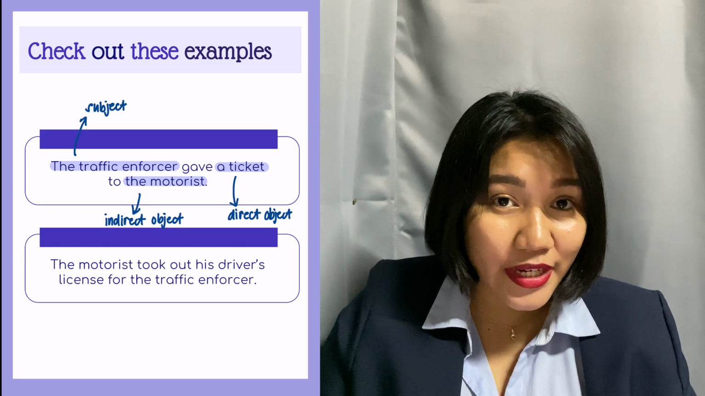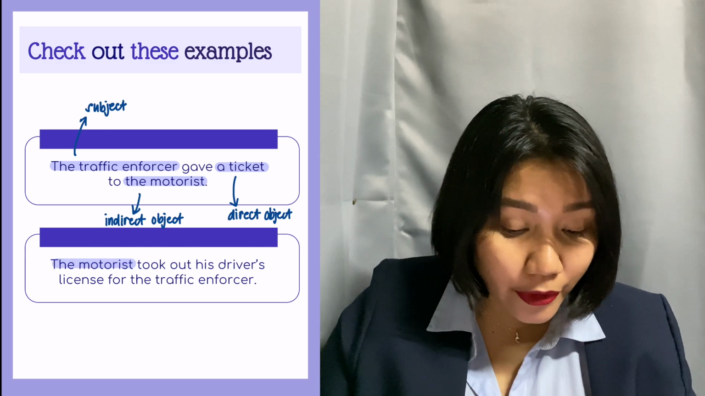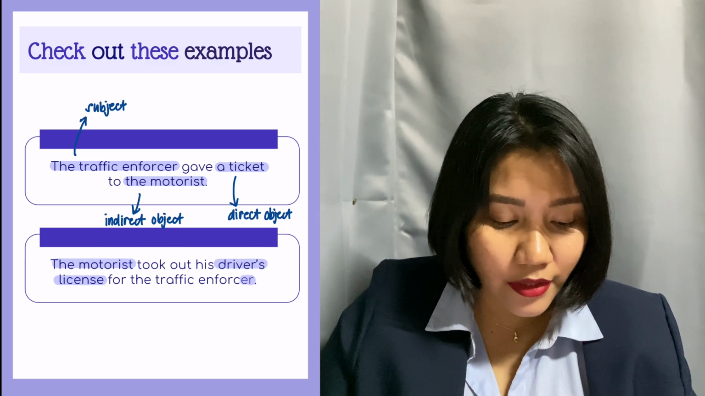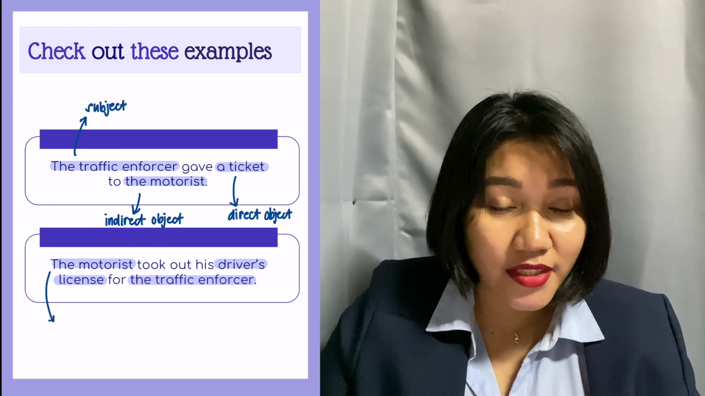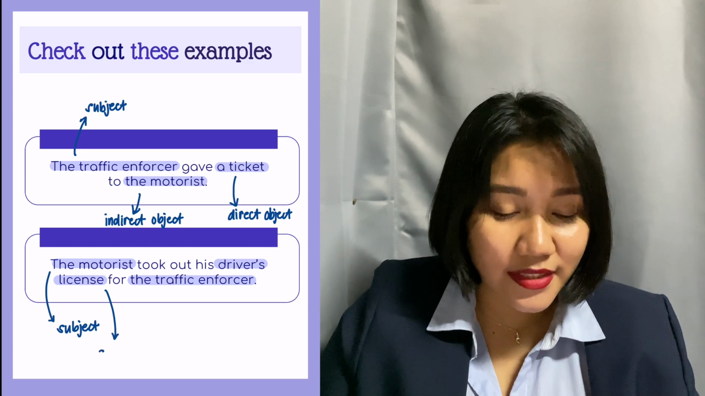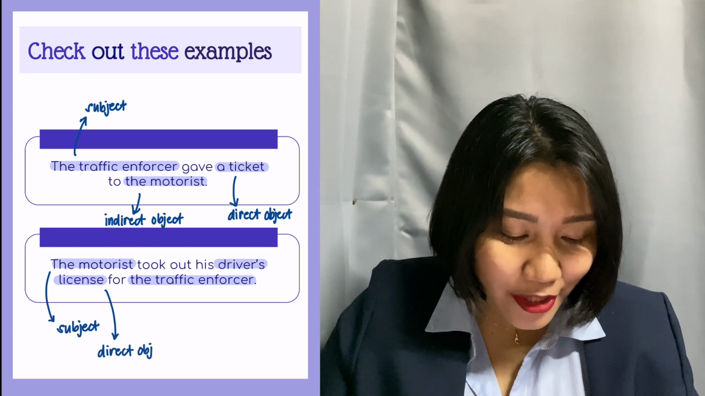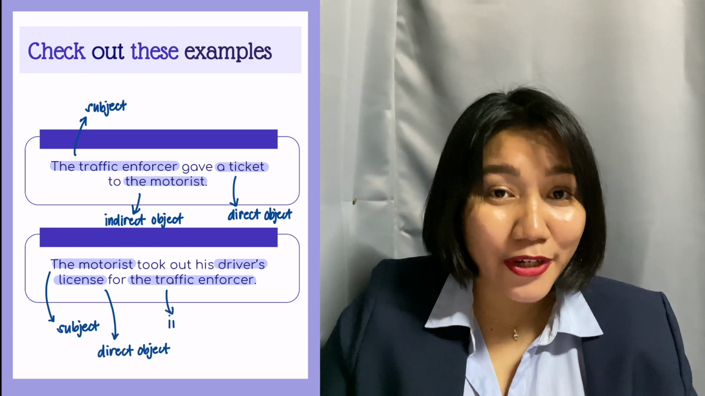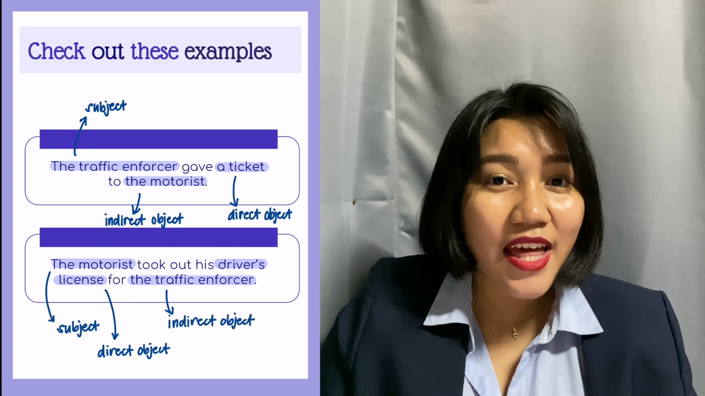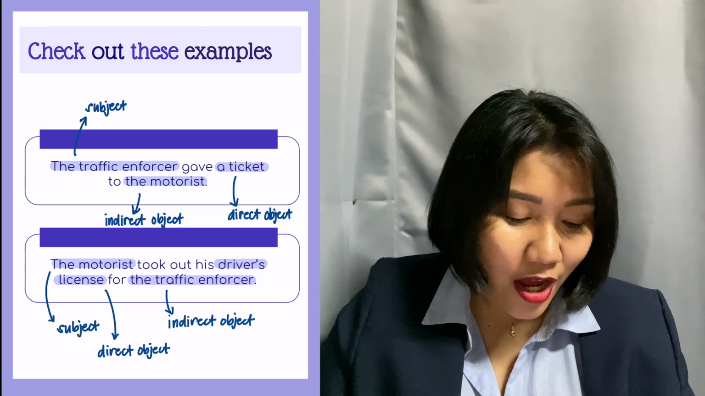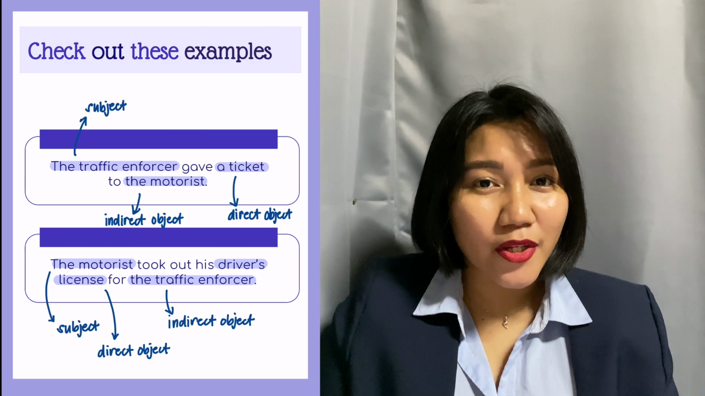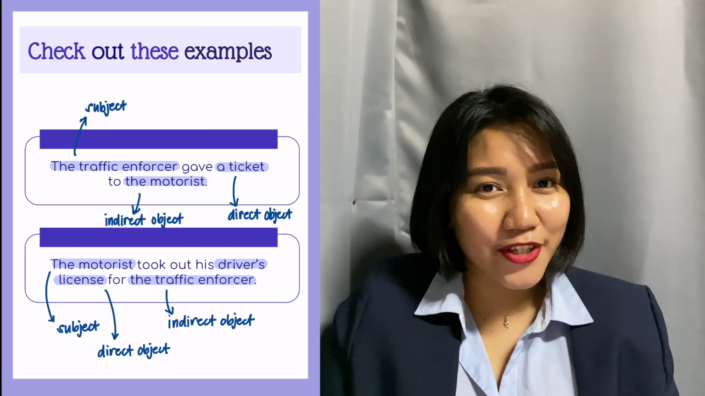Again, there are three nouns in the sentence: the motorist, driver's license, and traffic enforcer. The motorist is the subject of the sentence. Driver's license is the direct object in the sentence. And the traffic enforcer is our indirect object because it is part of a prepositional phrase that begins with the preposition for. A noun can also be an object complement when it renames the direct object.